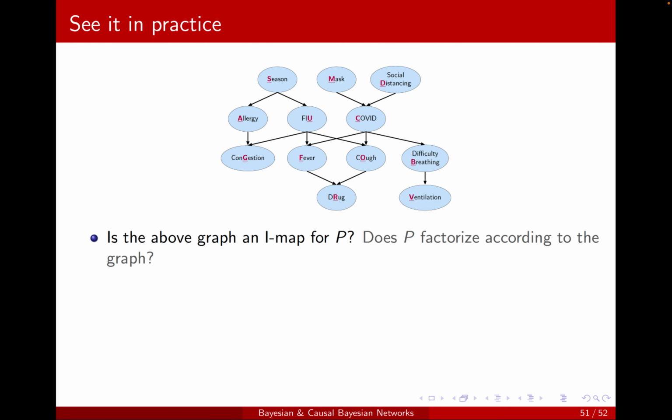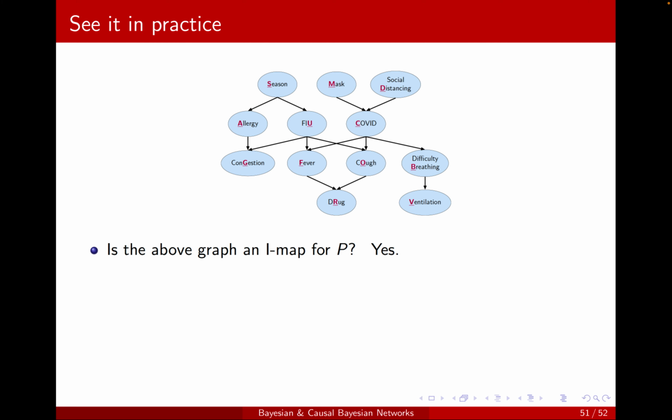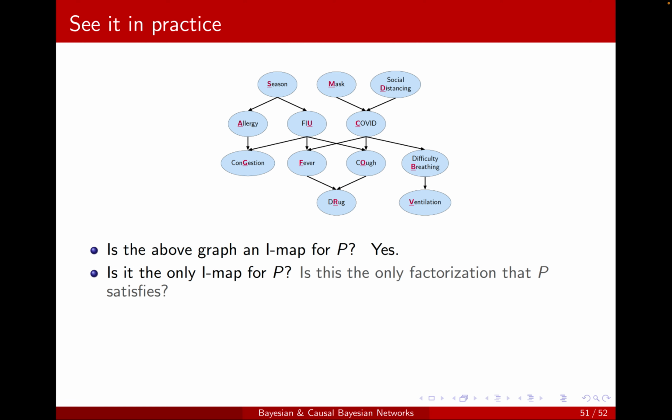So, to summarize and see it in practice, the first question is: is the above graph an I-map for P? We showed that, meaning that it factorizes accordingly. We showed the answer is yes. Well, partly; it is for you to complete the proof. Is it the only I-map for P? Meaning, is this the only corresponding Bayesian network, or the only way to factorize this graph?